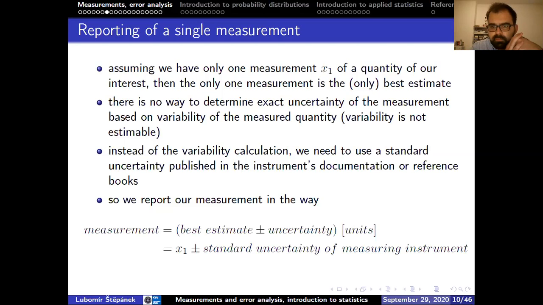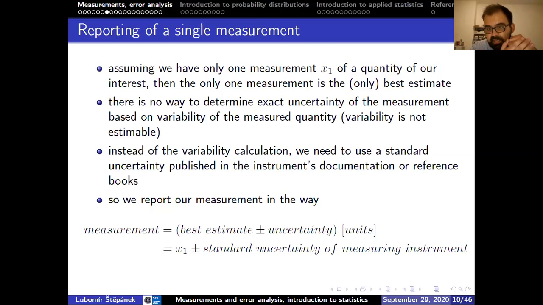There are also some online reference books. You can try to Google for it. Do whatever you can, but we have to adopt the uncertainty estimate from some external sources, because if we have only one number, we are not able to calculate the measurement of uncertainty.